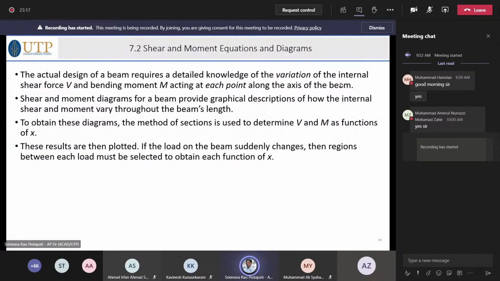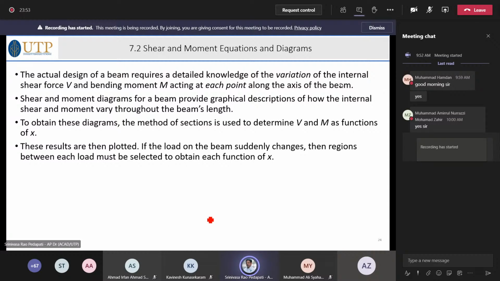Shear force and bending moment diagrams. The actual design of a beam requires detailed knowledge of the variation of the internal force, meaning shear force and bending moment, acting at each point of the axis of the beam. In this regard, shear force and bending moment equations and diagrams are useful, because if you represent them graphically, it will give you more idea which part of the beam is subjected to maximum stress, which part of the beam is subjected to maximum bending moment.